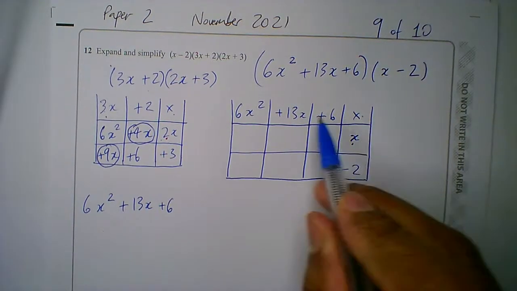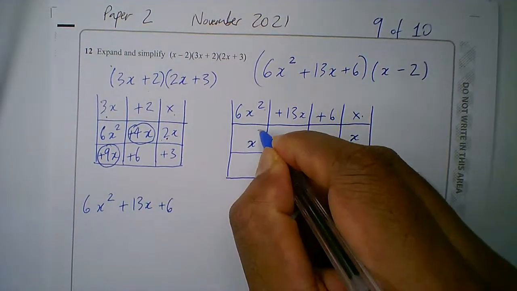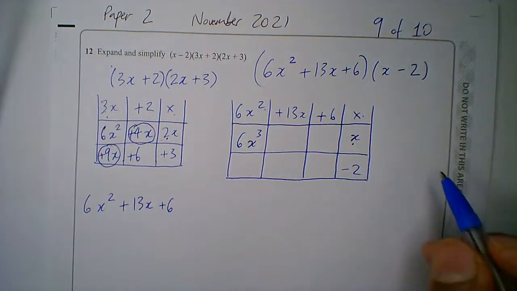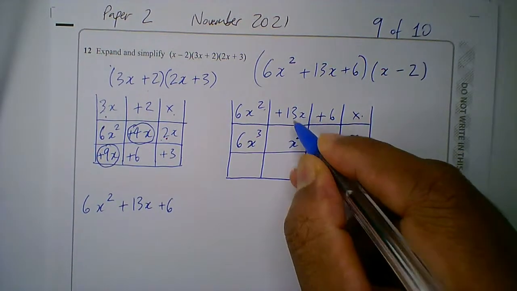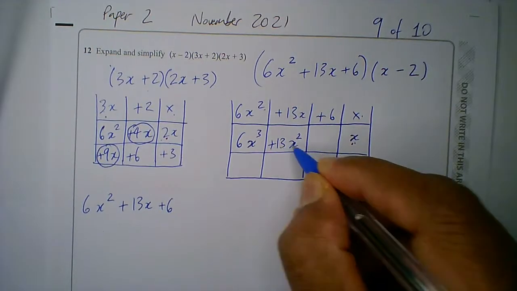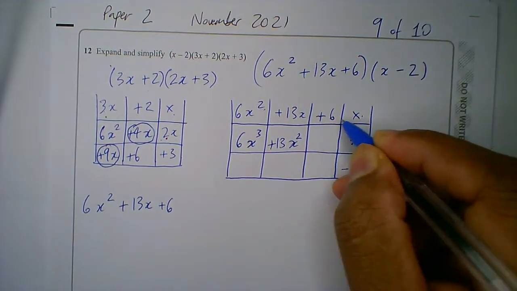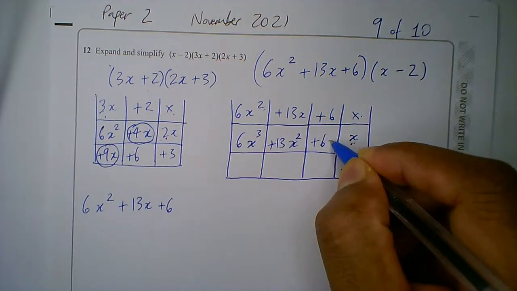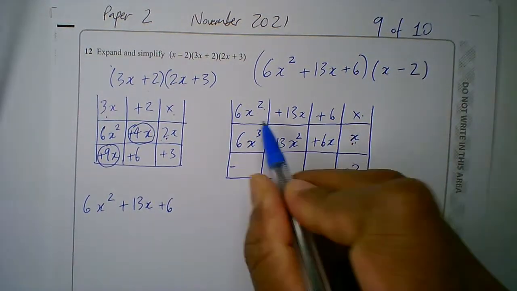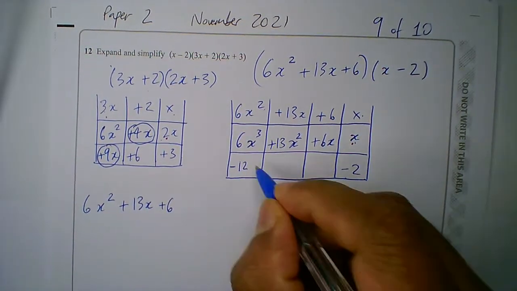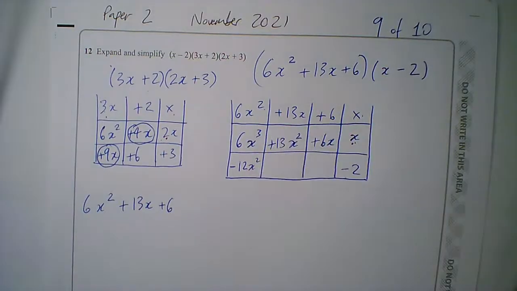So x times x squared is x cubed. So this is just 6x cubed. X times x is x squared here. And I've got plus 13 there as well. I've got 6 times x is 6x. Negative and a positive is a negative. 2 times 6 is 12x squared.